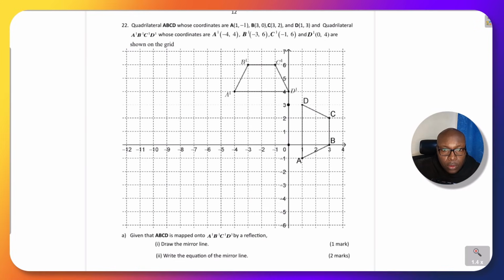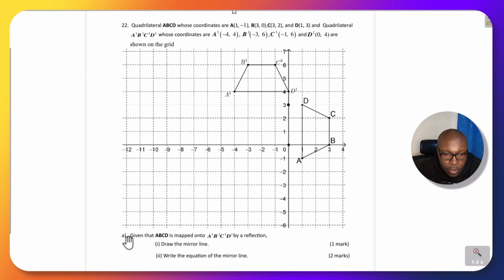Question 22 is about transformation. Quadrilateral ABCD, whose coordinates are A (1, -1), B (3, 0), C (3, 2), D (1, 3), and the quadrilateral A'B'C'D', whose coordinates are A' (-4, 4), B' (-3, 6), C' (-1, 6), and D' (0, 4), are shown on the grid. So you can see them there.